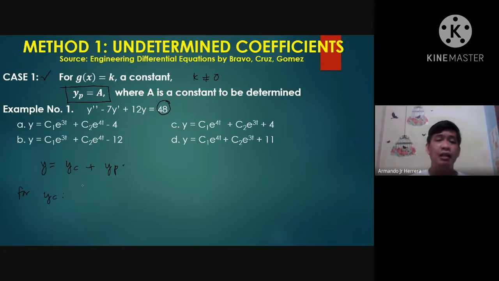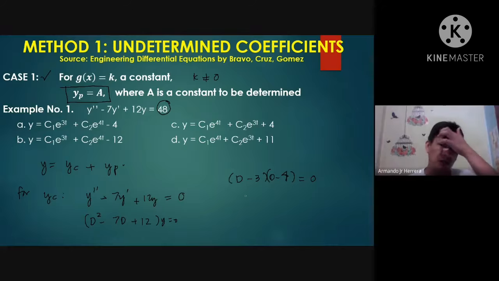So, yung YC natin, of course, manggagaling dun sa homogeneous. I-equate muna natin siya sa 0. y double prime minus 7y prime plus 12y is equal to 0. Then, gagamitan natin siya ng D operator, D squared minus 7D plus 12, y is equal to 0. Then we will factor out na. So magkakaroon tayo ng D minus 3, D minus 4 is equal to 0. Then solve for the value. D is equal to 3, D is equal to 4. So meron na tayong dalawang distinct linear roots.